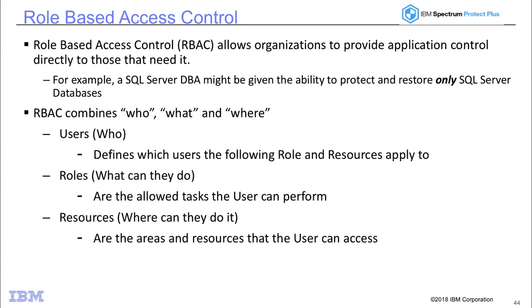There are really three components to RBAC: the users, the who, which defines which users will have access to a role and resources. And then once you pick the user, you can give them a role. So what are the allowed tasks that a user can perform? And the resources are which areas and resources the user can access. So those are the three components of RBAC.